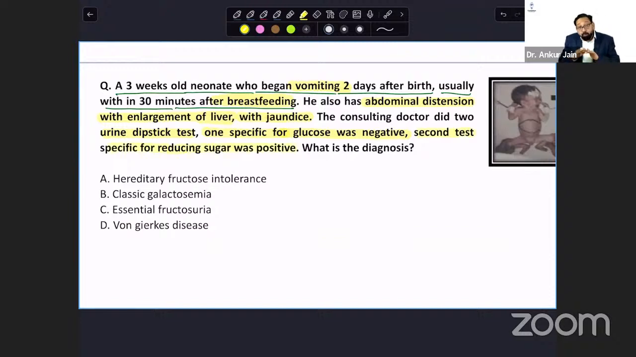I told you all monosaccharides are reducing sugars. Galactose is also a reducing sugar. The Benedict test will be positive, or the test specific for reducing sugar is positive. Yes. What is the diagnosis?